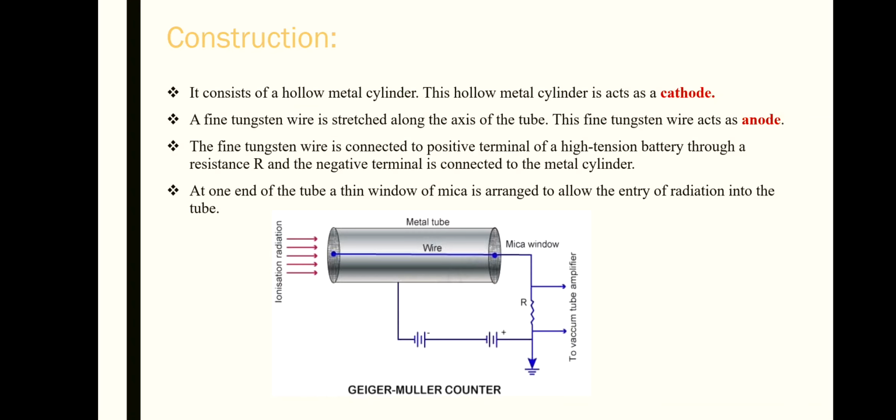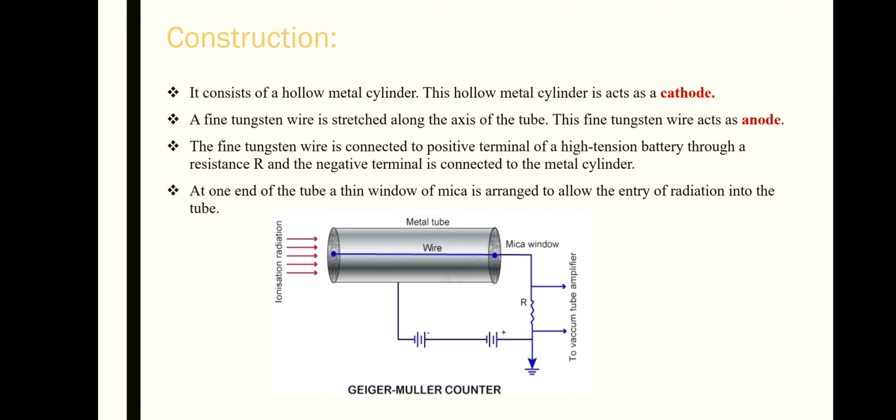Now let's look at the construction of the GM counter. It mainly has four important parts. Metal cylinder, cathode: the outer body is a hollow metal cylinder. This acts as a cathode. Thin tungsten wire: at the center there is a very thin tungsten wire stretched along the length of the tube. This wire works as the anode.